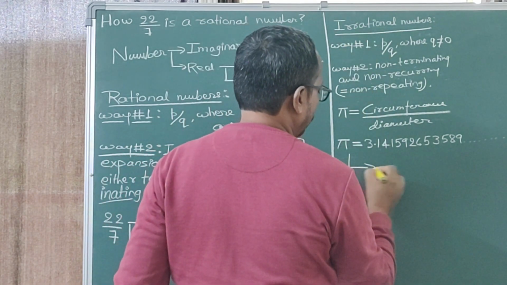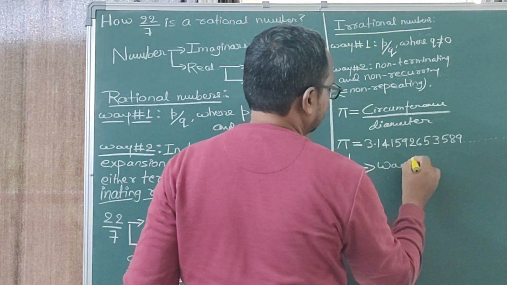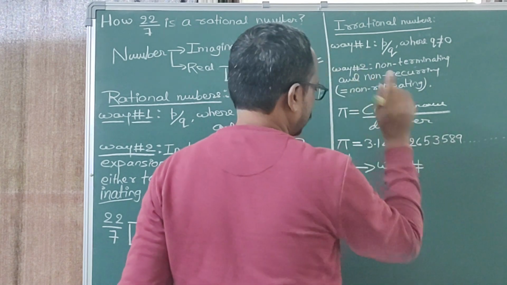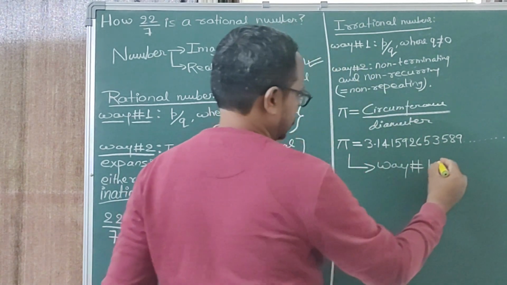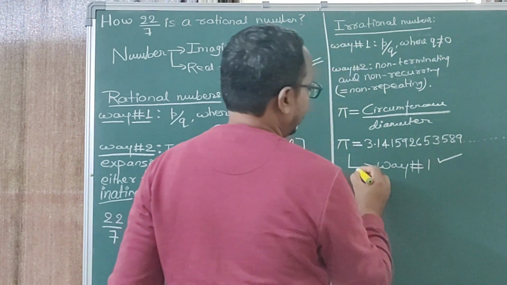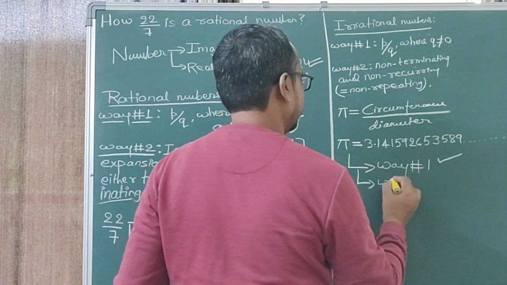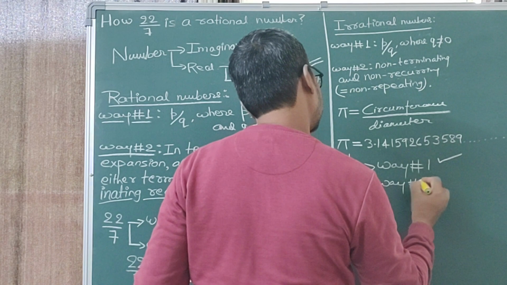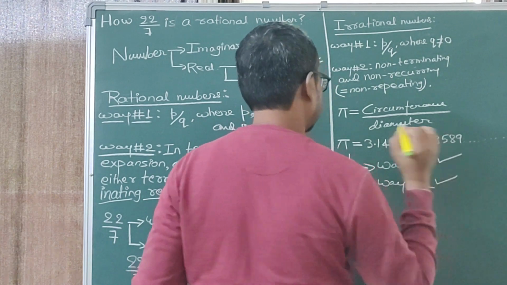So by way 1, is it a rational number? Sorry, is it an irrational number? Yes. By way 2, is it an irrational number? Yes. By way 2 also it is an irrational number.